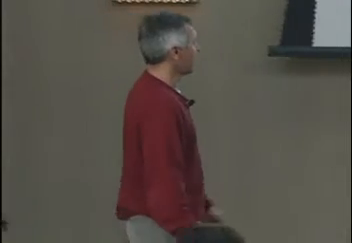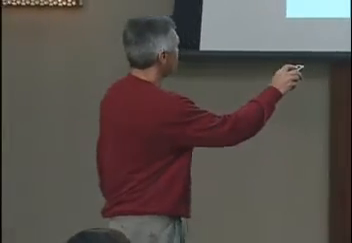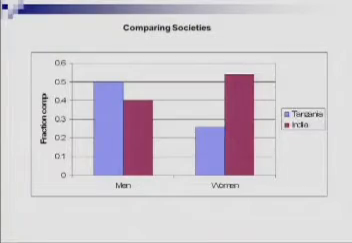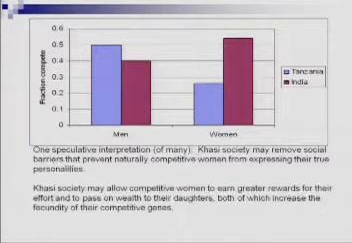And that's exactly what does happen. These two are significantly different from each other. These two are as well. These two are. This is close. Okay. Now, we can let our imaginations run wild, but let me just put a few controversial things up there for speculative interpretations. Caste society may remove social barriers that prevent naturally competitive women from expressing their true personalities. That's consistent with this. It's also consistent that it may allow competitive women to earn greater rewards for their effort and pass on wealth to their daughters.